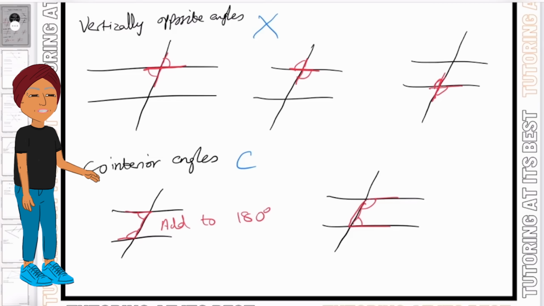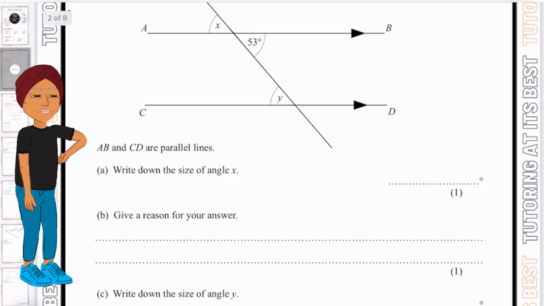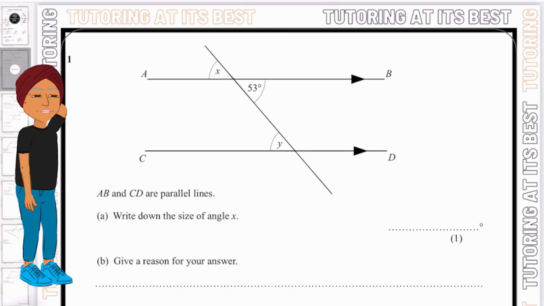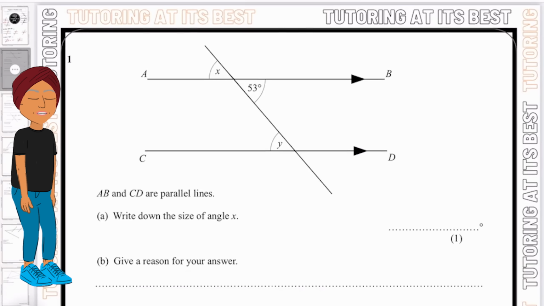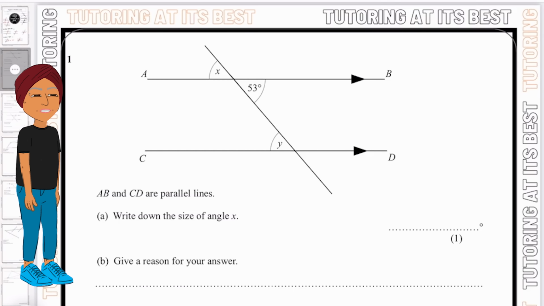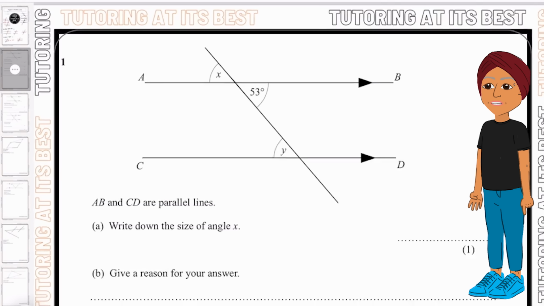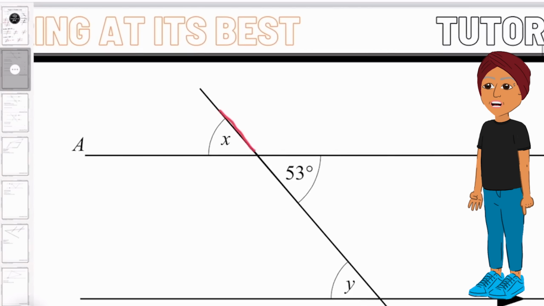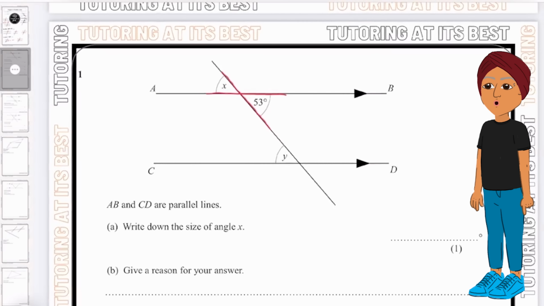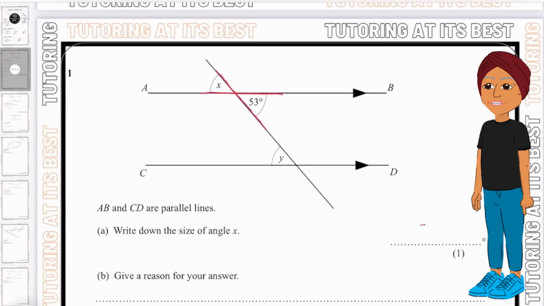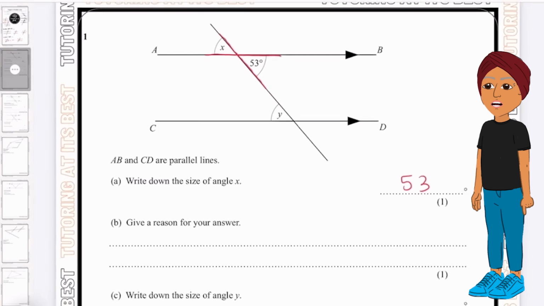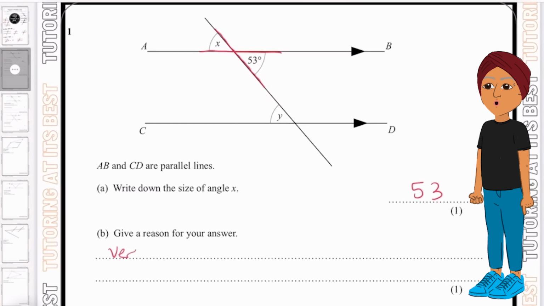Let's now go ahead and jump directly into question 1. So AB and CD are parallel lines, and we need to work out the size of angle X. So with that in mind, we can simply see that we can make a cross with this, and by doing so, that is our vertically opposite. So we know X is also going to be 53 degrees, and the reason is that they are vertically opposite angles.